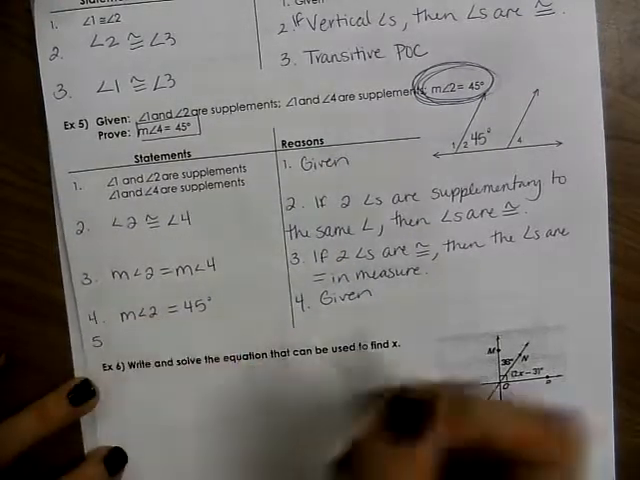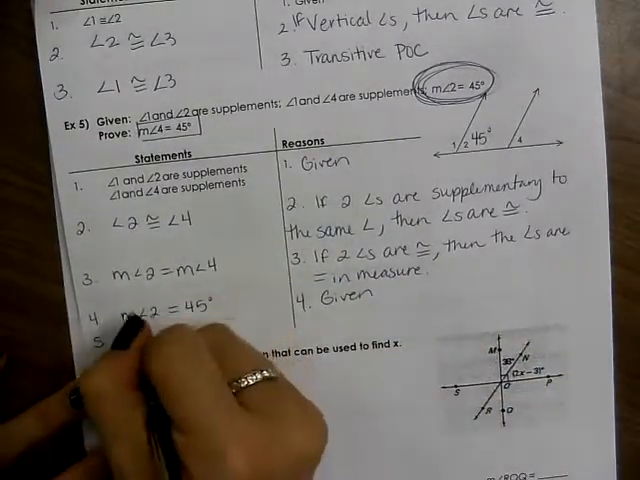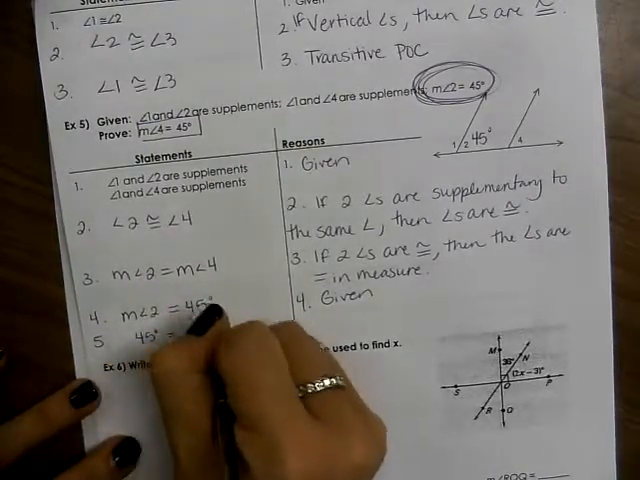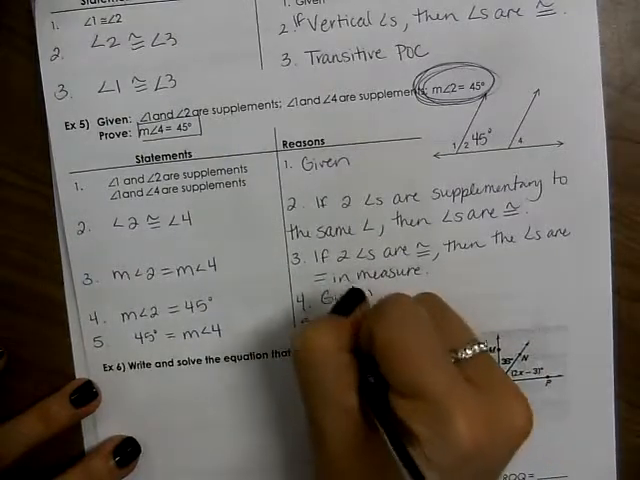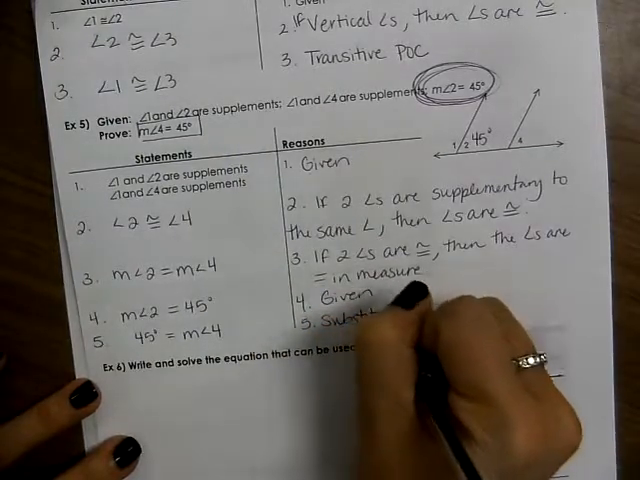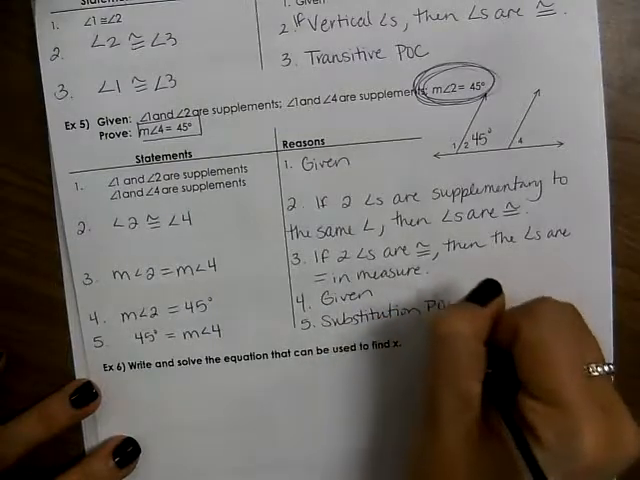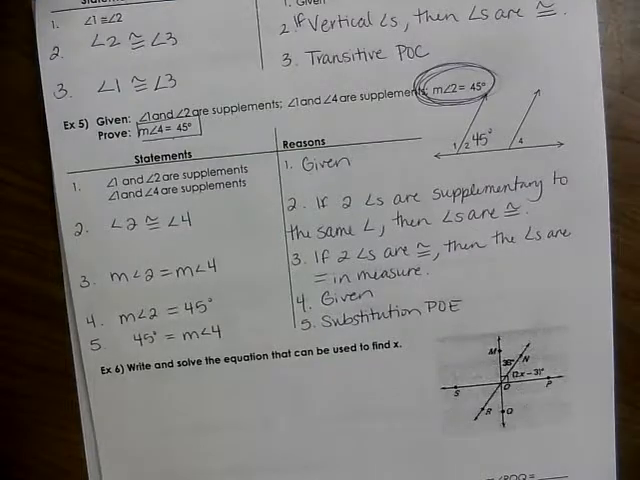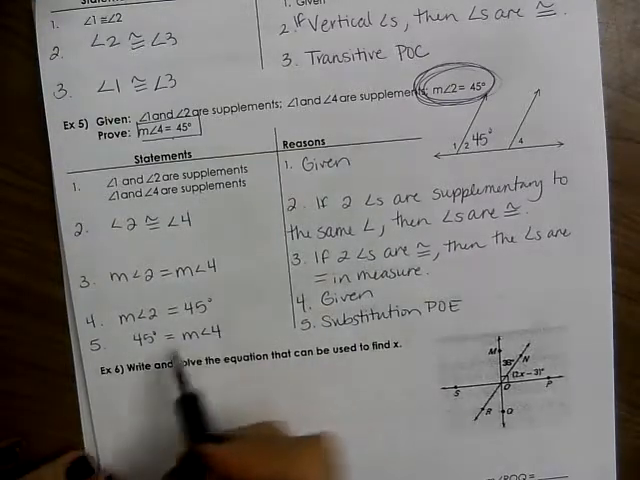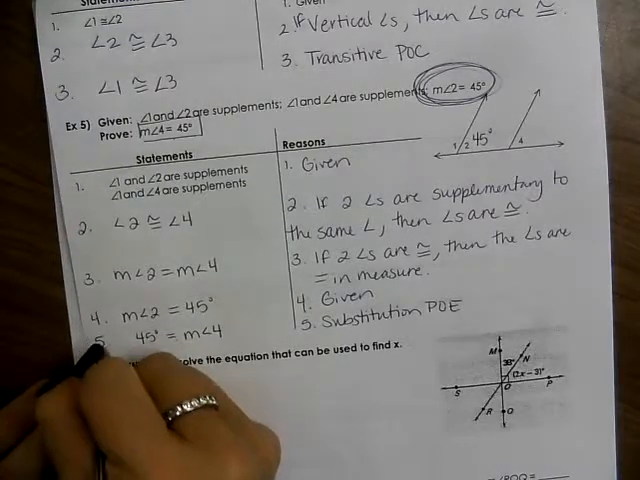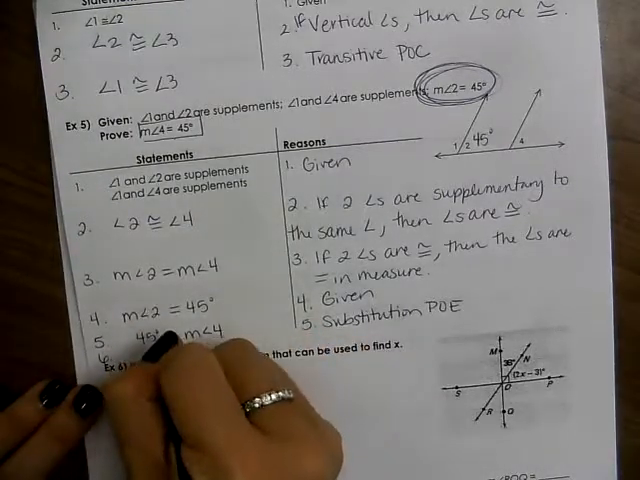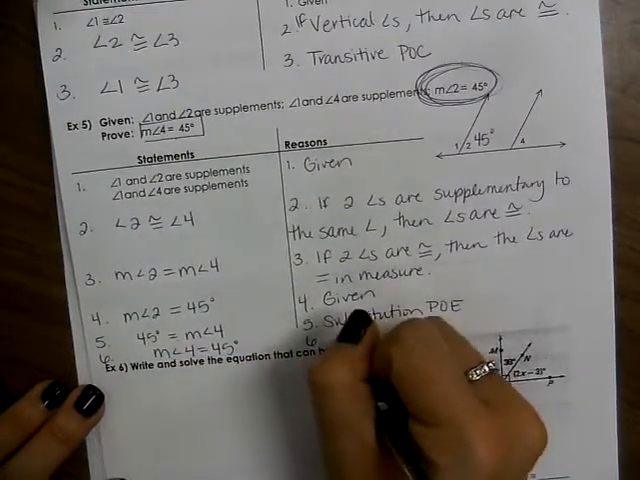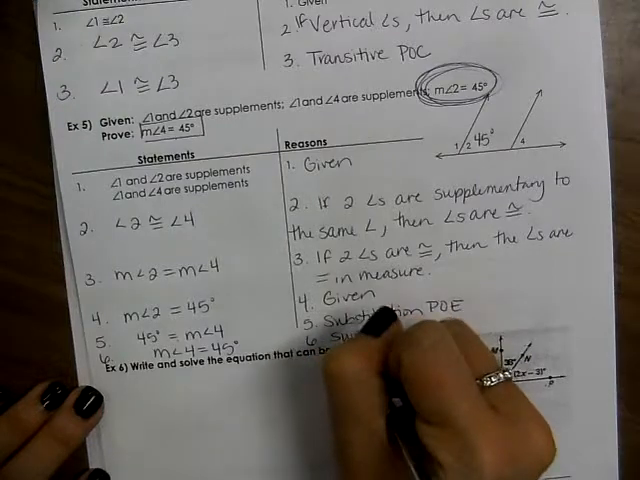Now I'm ready to do some substitution, right? I know now that the measure of angle 2 is 45 degrees, so I can replace the measure of angle 2 with that 45 degrees. So this is just substitution. I'm almost there. I need to make it look just like they want it to look, which is where the measure of angle 4 is on the left side. So remember that trick in order to flip it. We're talking about equality, so we have to use POE, right? So we're going to say the measure of angle 4 is equal to 45 degrees, and that's because of the symmetric property of equality.